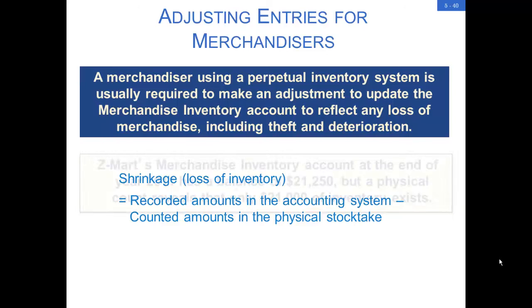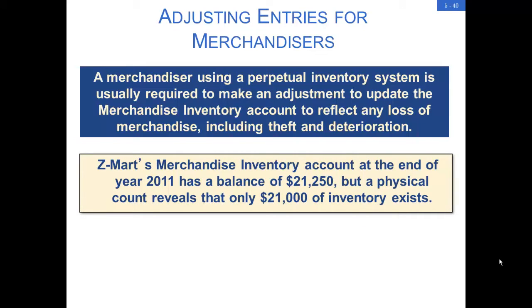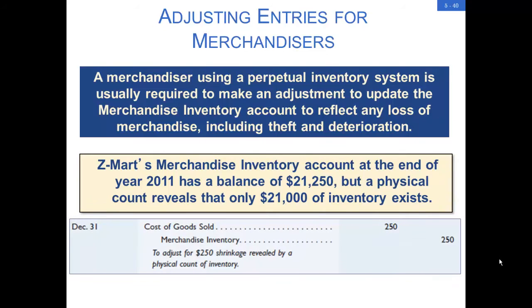To illustrate, Sapmart's merchandise inventory account at year-end 2011 has a balance of 21,250. But a physical count reveals that only 21,000 of inventory exists. The adjusting entry to record this shrinkage will be a debit to cost of goods sold and a credit to merchandise inventory for $250. So the shrinkage increased the cost of goods sold in the current period, and the merchandise inventory account is updated to the appropriate amount.